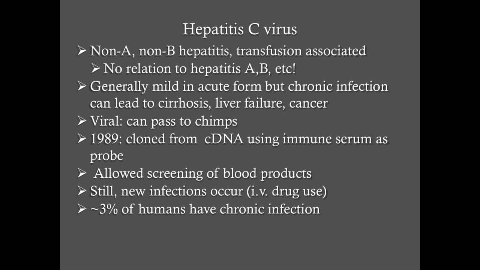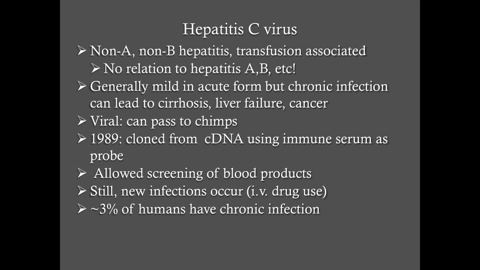So in 1989, this virus, I guess, became the first one to be identified by purely molecular means, where cDNA libraries from infected individuals were used to identify viral proteins using immune serum as a probe. That allowed, once you had a piece of DNA, you could use that as an anchor to sequence the whole virus. And once they had that sequence, that allowed the screening of blood products.